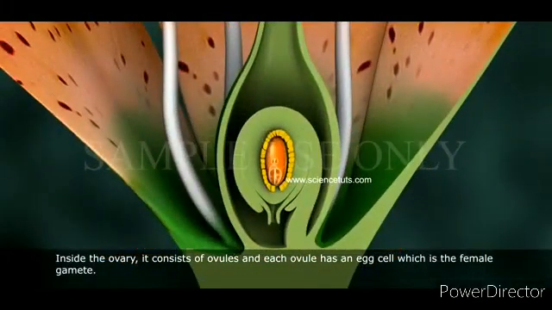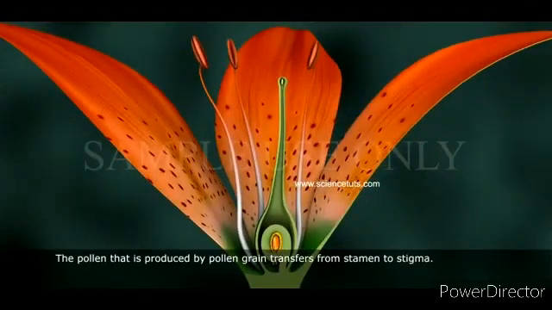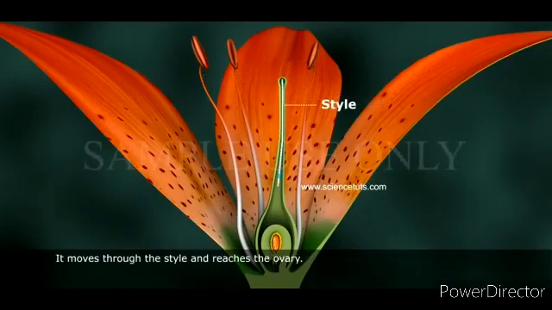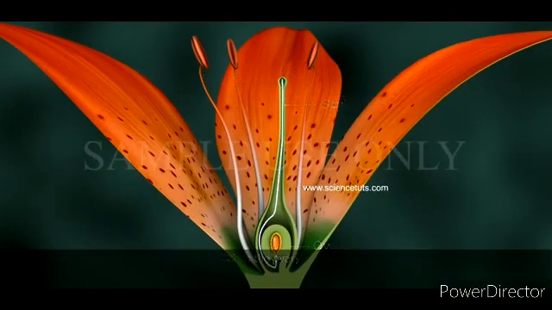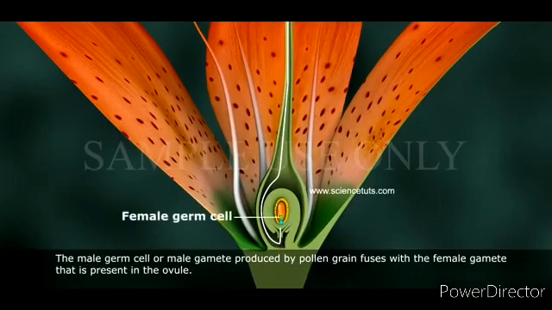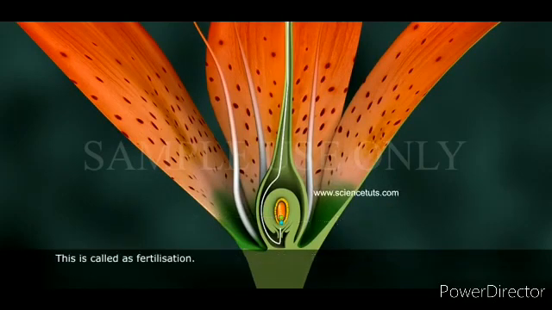Inside the ovary, it consists of ovules, and each ovule has an egg cell which is a female gamete. The pollen produced by the pollen grain is transferred from the stamen to the stigma. It moves through the style and reaches the ovary. The male germ cell or male gamete produced by the pollen grain fuses with the female gamete that is present in the ovule. This is called fertilization.